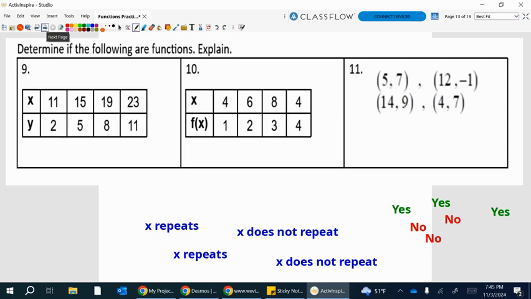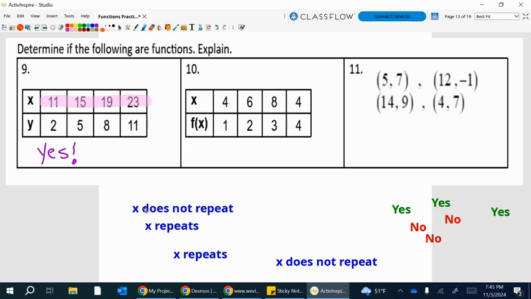All right, this is repeating from the practice day 1. Determine if the following are functions and explain. Okay, this is a table, so we're going to look at the x values, 11, 15, 19, and 23. The x values are all different. They do not repeat, so I'm actually just going to write it. So that is yes, because x does not repeat.